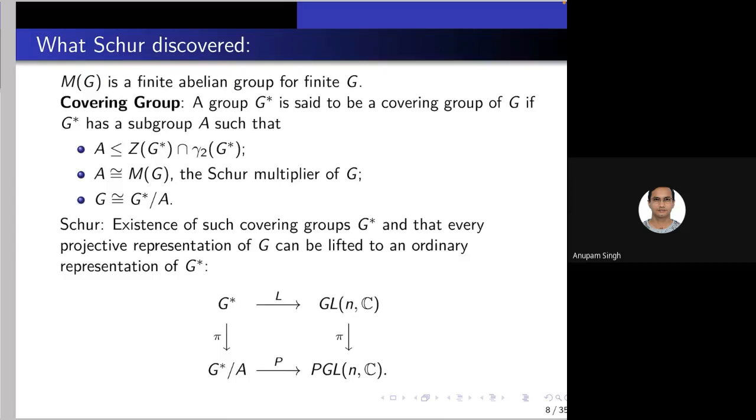One can see that if your Schur multiplier is trivial, then A is trivial and your G star is nothing but G. So then every projective representation can be lifted to an ordinary representation of G itself. Right? So the Schur multiplier comes in as an obstruction this way.